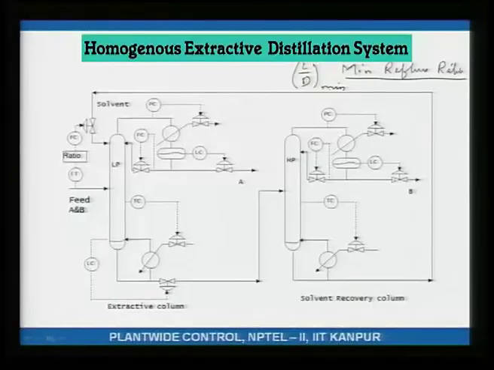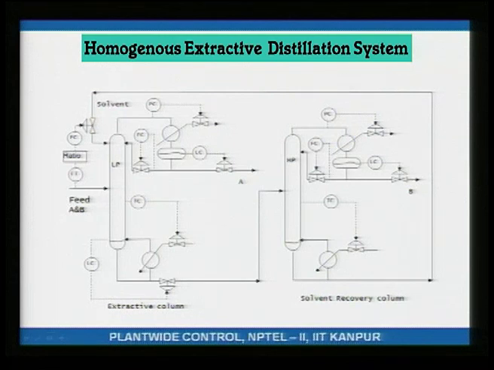Well, a heterogeneous extractive distillation system also has what you may call L by D max. The heterogeneous extractive distillation column not only has a minimum reflux ratio, there is also a maximum reflux ratio beyond which the split becomes infeasible. Now you can think why that happens.